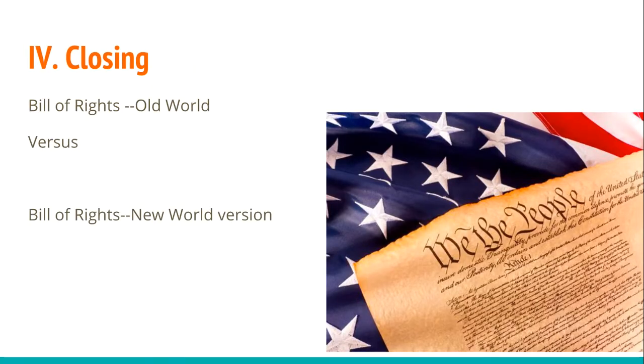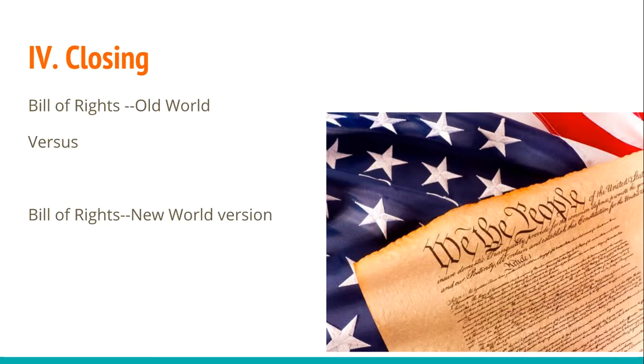So in closing, one thing to note, and I find this rather fascinating, is that the Bill of Rights in the old world sense, like in England, was passed in 1688. The whole point of the Bill of Rights was to protect the many against the few or the one, to protect the people against the tyranny of a king.